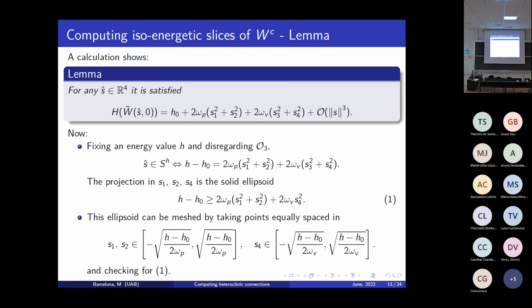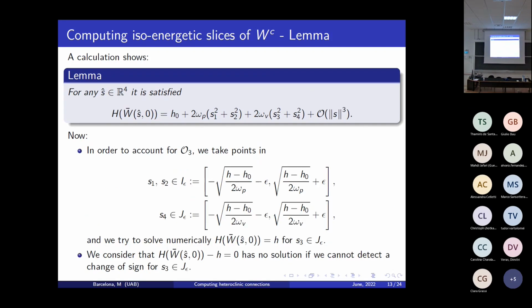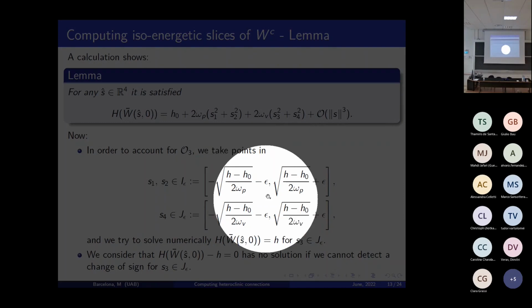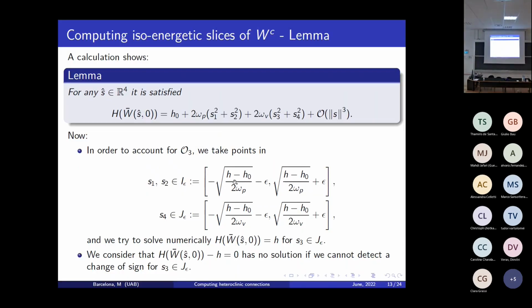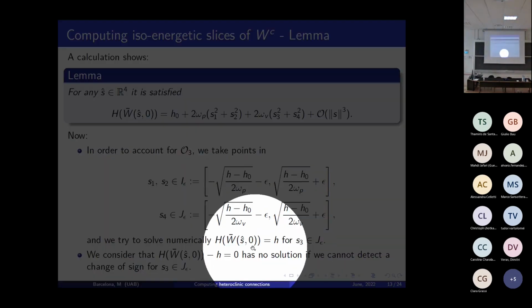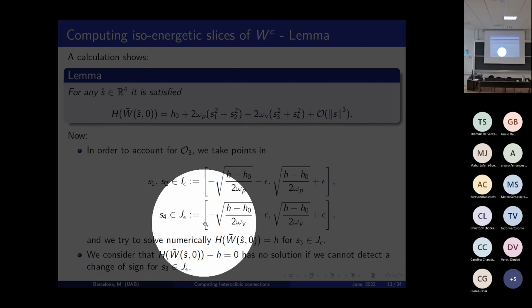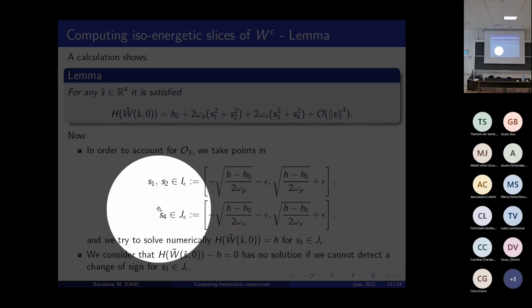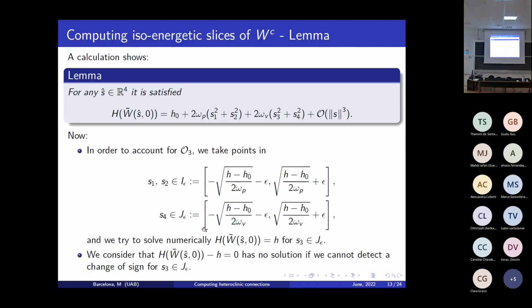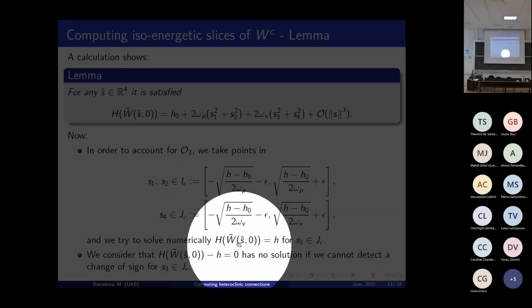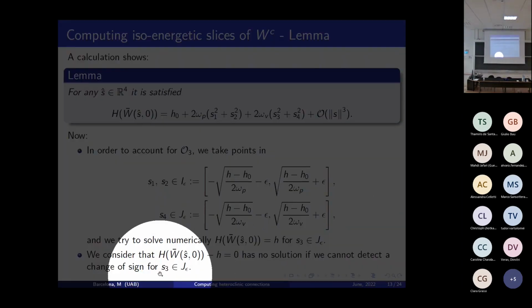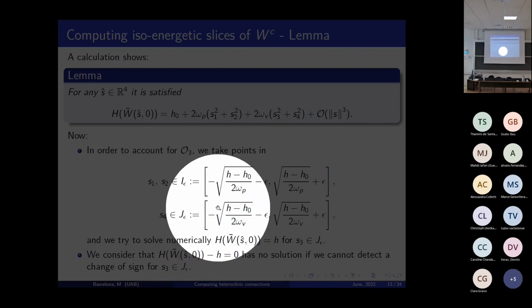In order to take into account these higher order terms, we consider the following intervals where we add these epsilon terms. So we make the intervals a little bit larger, and we try to solve numerically this equation over here for S3, where this equation is the original Hamiltonian expression for the original vector field. At the end, we consider that this equation has no solution if we cannot detect a change of sign for S3 in this interval.